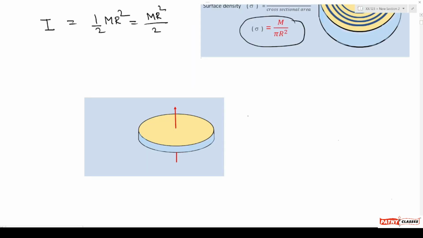So, the moment of inertia of the disc about an axis, this is the axis of rotation. The moment of inertia about an axis perpendicular to the plane of the disc passing through the center of the disc is given by I equals m R square upon 2. It can also be called the moment of inertia of the disc about the center of mass, equal to m R square upon 2.